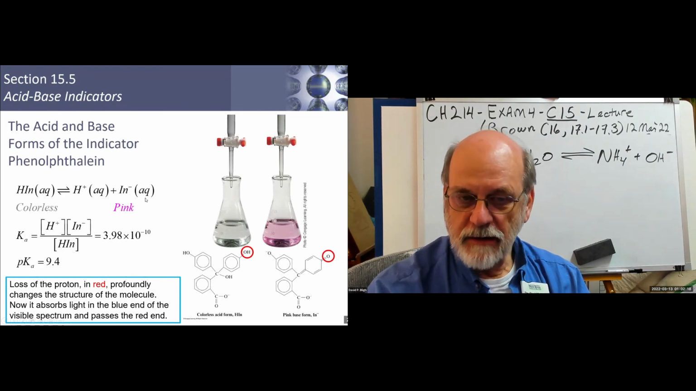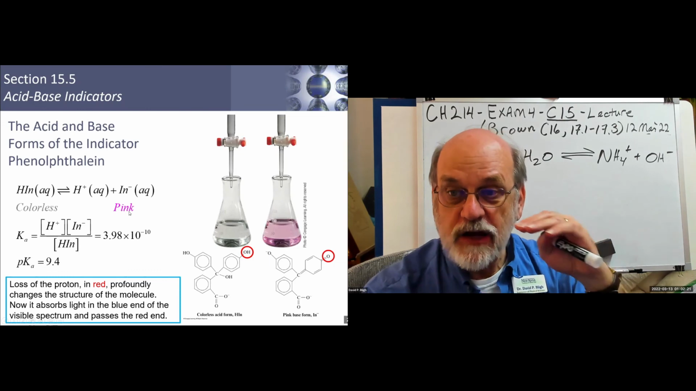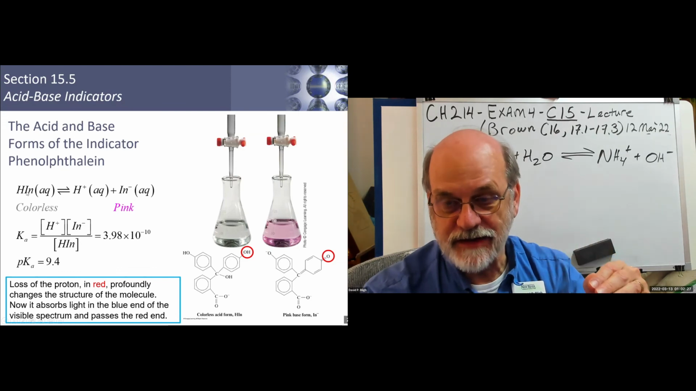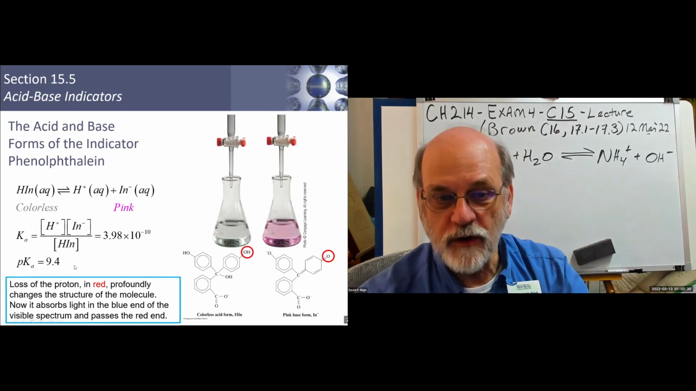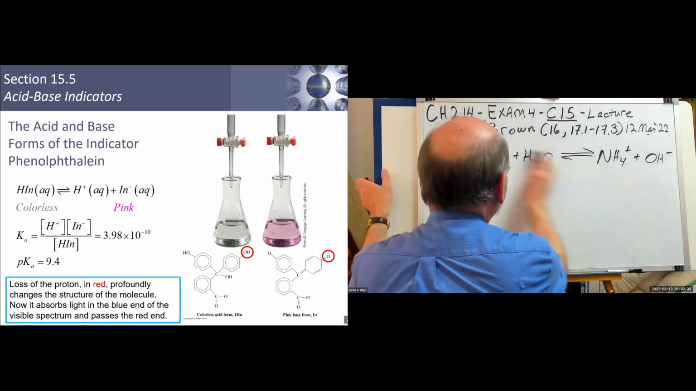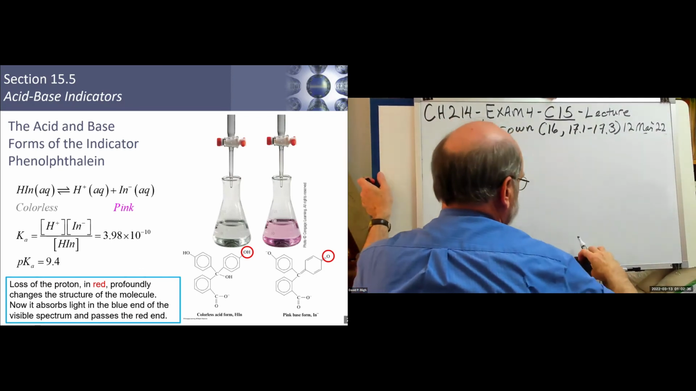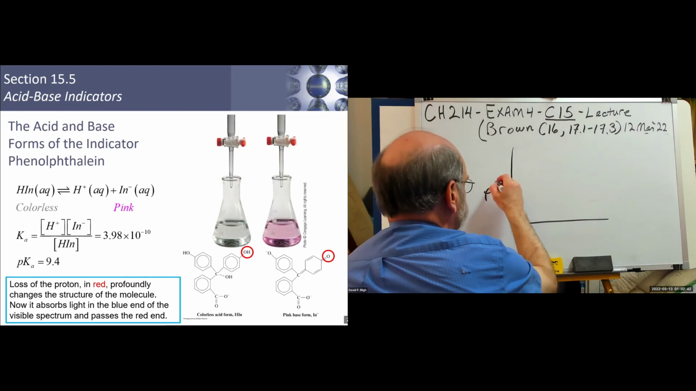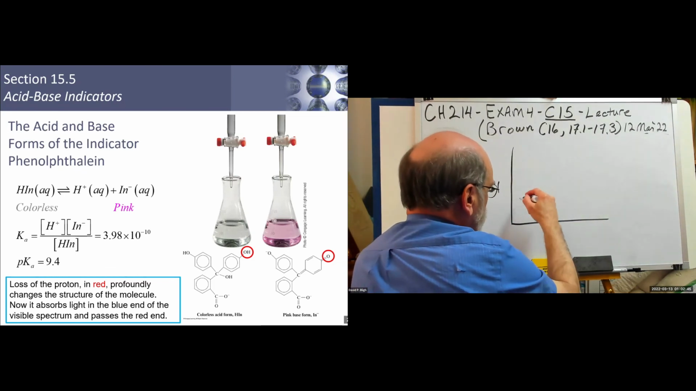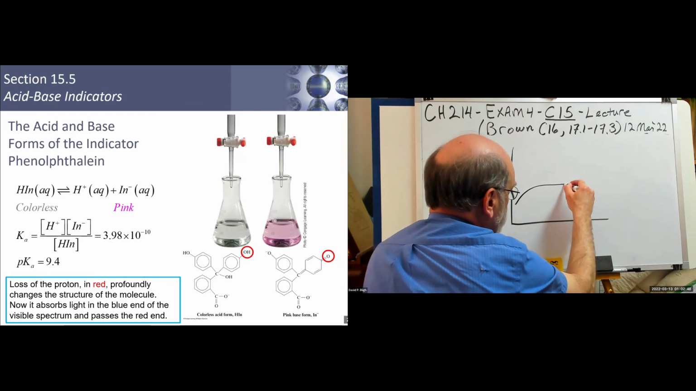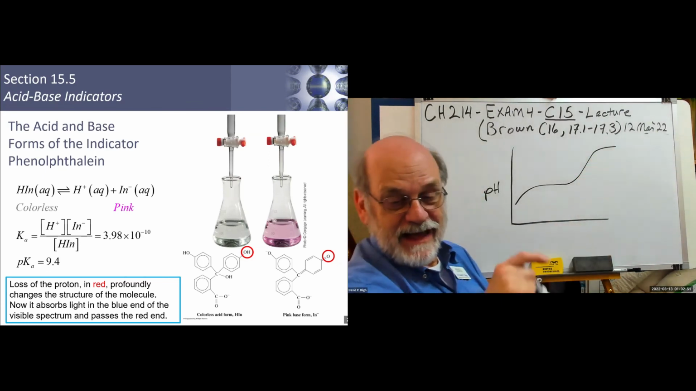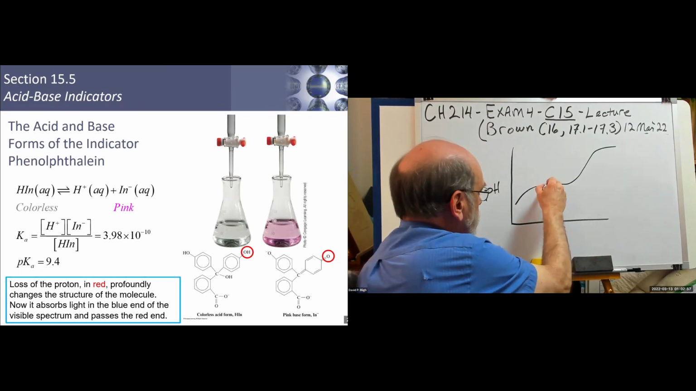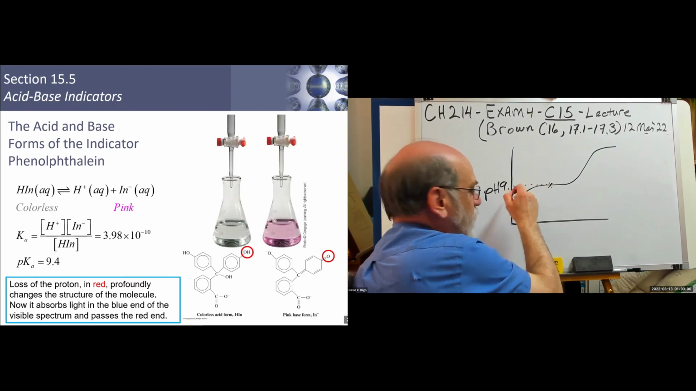So that means for this reaction, equal amounts of the conjugate base indicator and the acid indicator are going to occur at 9.4. So if we look at it on a titration curve for the indicator, we're going to see a titration curve for that indicator that goes like this. Okay. And for that particular indicator, this occurs at 9.4.